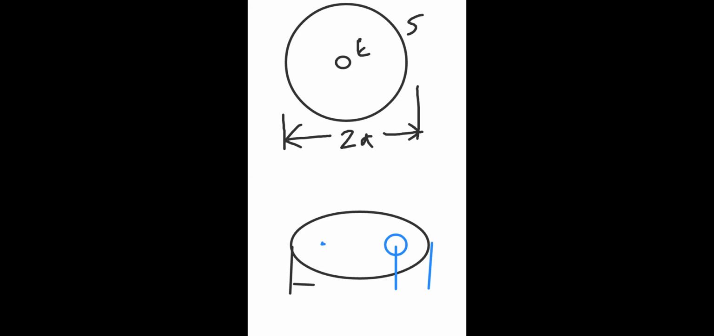The largest distance is called what, sir? Apogee. The largest distance from the center of the Earth to the satellite is called apogee. That apogee distance is a into 1 plus e. A into 1 plus e. E means what? Eccentricity of the ellipse.